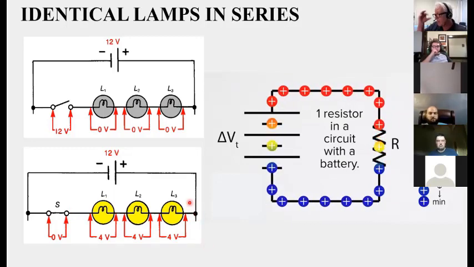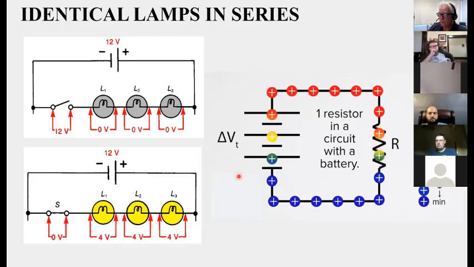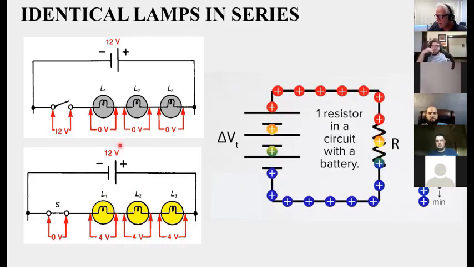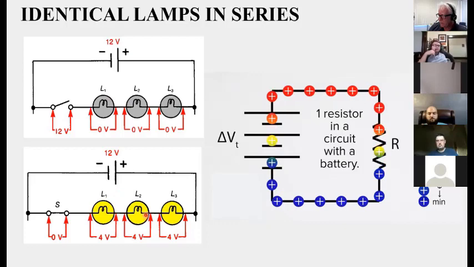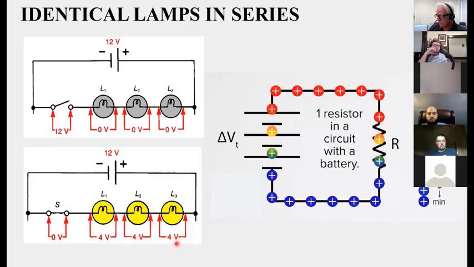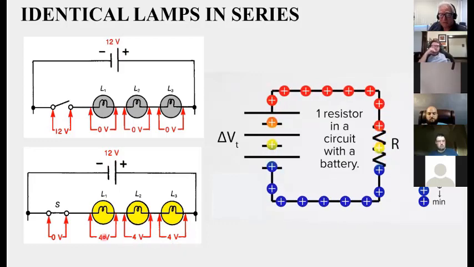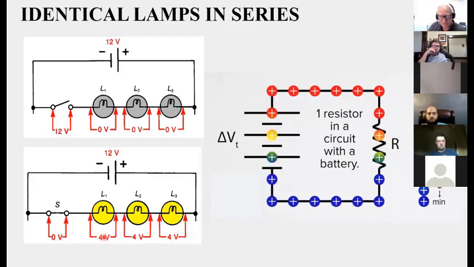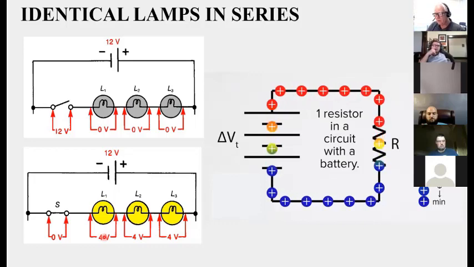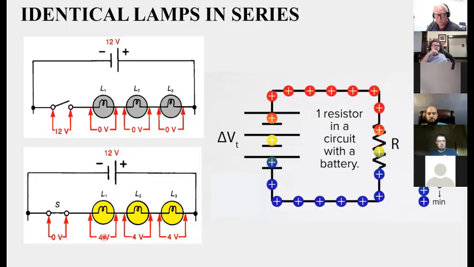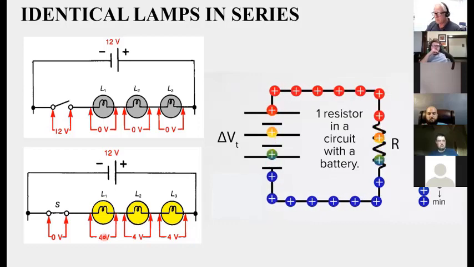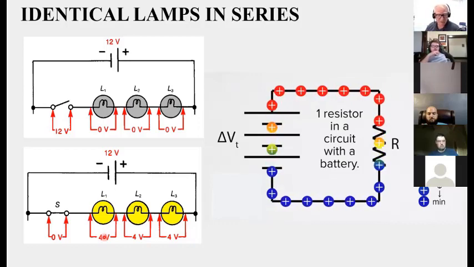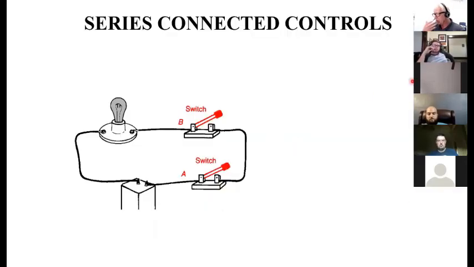But notice this, and we'll talk more about this in subsequent lessons. Notice that these lamps, because they're equal in resistance, the voltage is equally divided among them with 4 volts apiece. That's an important characteristic of how series circuits work. That's something you should know. Again, we'll look at it more in depth later, but this is a good way to catch wind of it now. Here are 2 series controls. To make this light come on, what do I need to do? Close one, doesn't do any good.